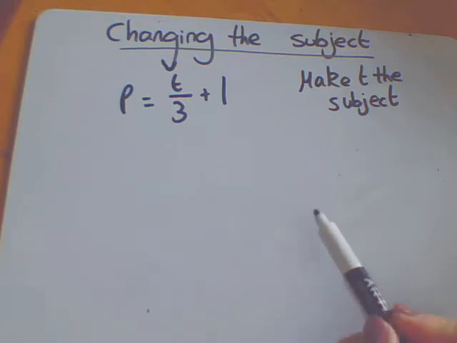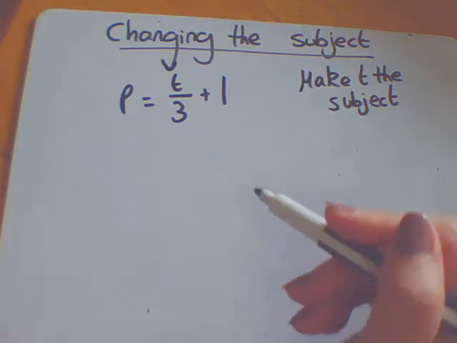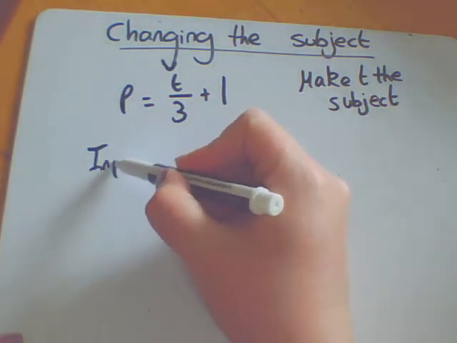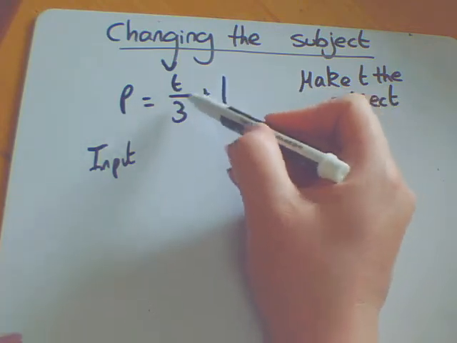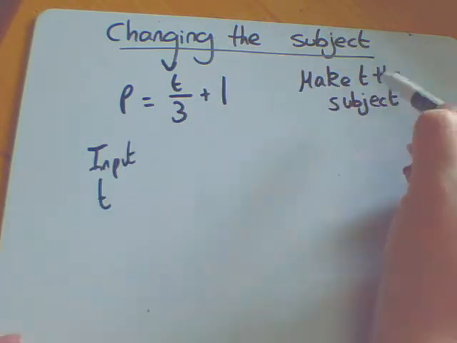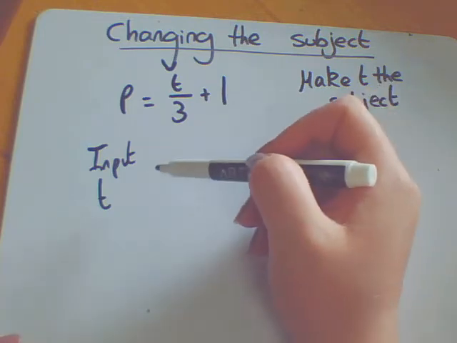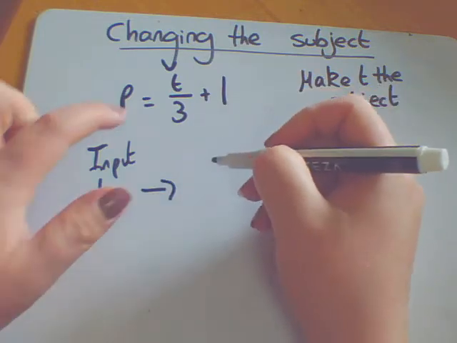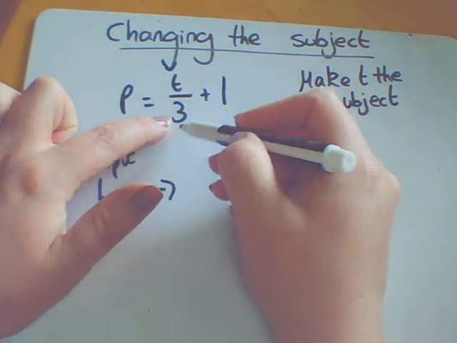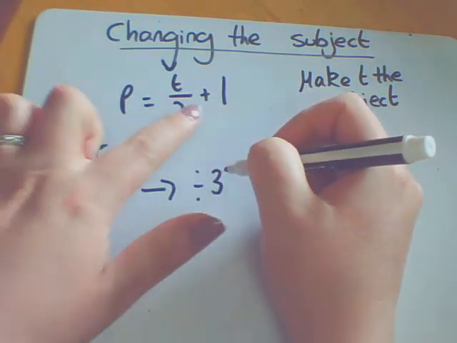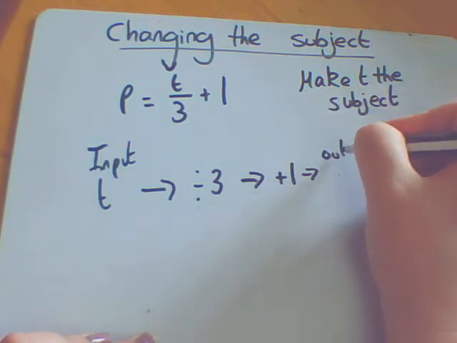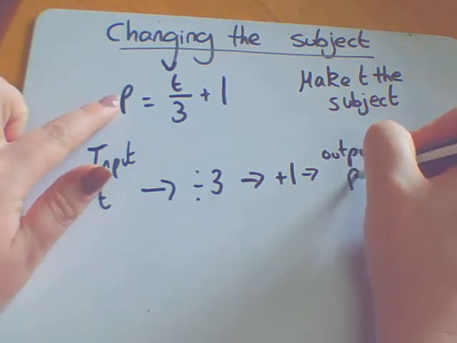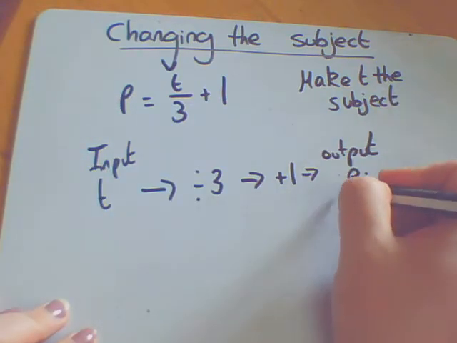So as you can see, I've decided to bring a fraction to this one because they're not always going to be easy ones that you get. So let's write our function machine out. So my input is t. I know it's t because that is the one that is being inputted on this side. Okay, it's also the one that I want to make the subject, so that's always going to be input. To that t, this line here means I'm dividing, so I've divided by 3. I then added on 1, and my output was p.